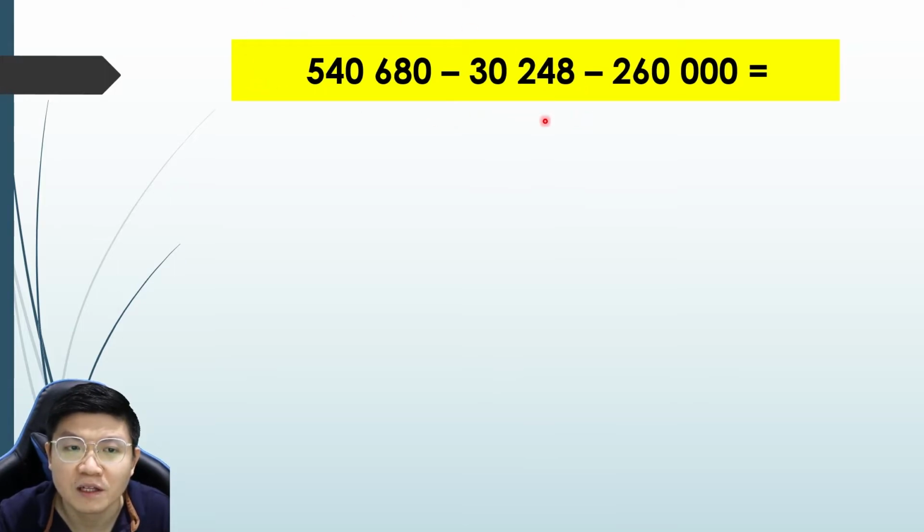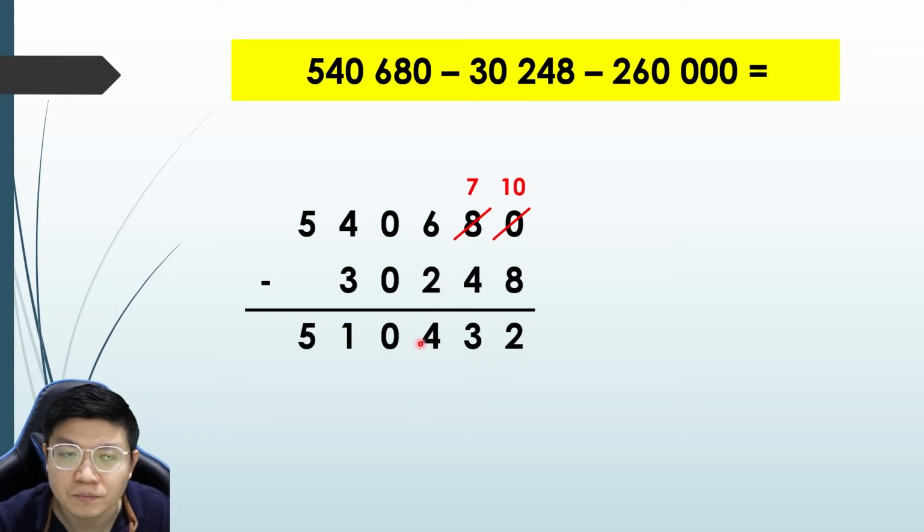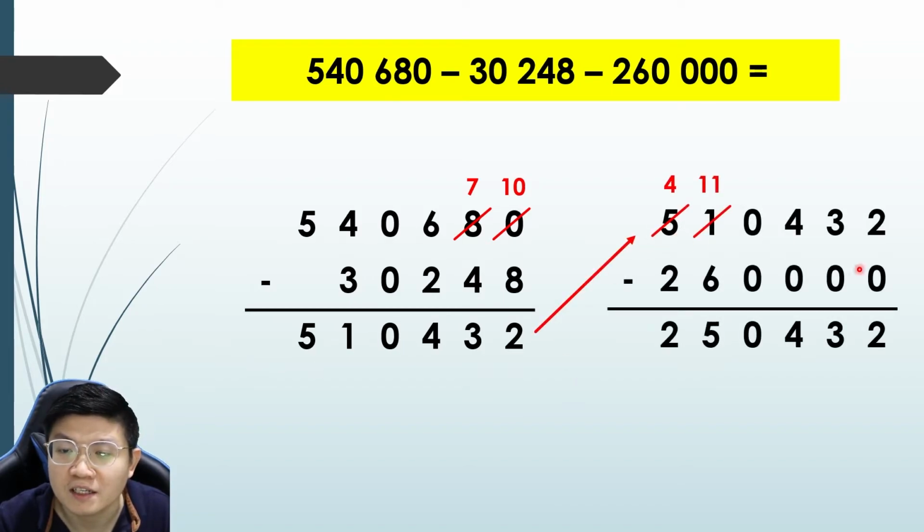540,680, I'm going to minus 30,248, just like this. So once you get the answer, you can bring it to the other side, copy again, and minus the following number. Then you get the answer. If you subtract subsequently, just bring over this answer and minus again until you get the final answer. It is so-called subtract subsequently.